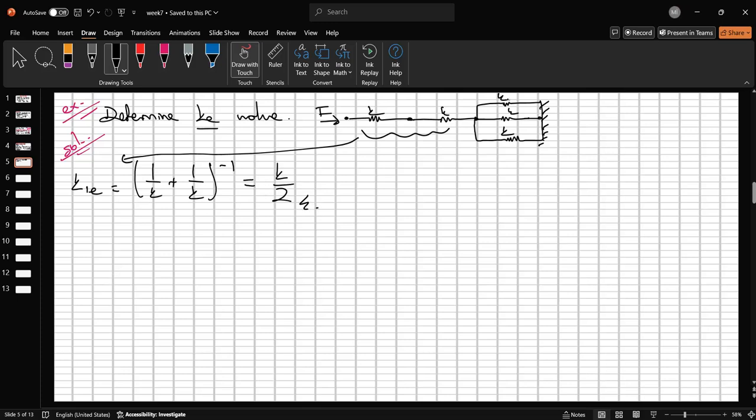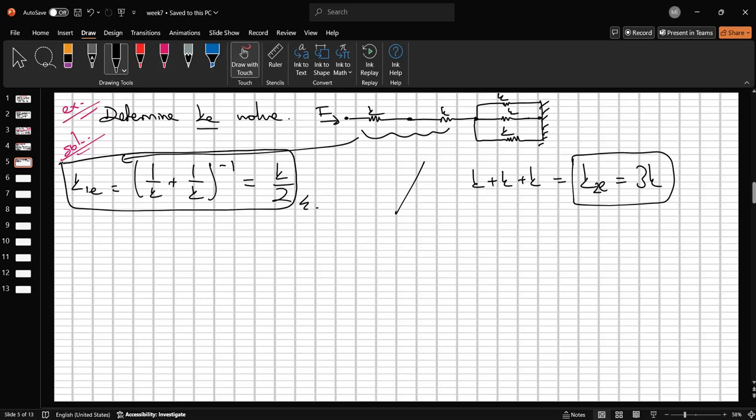And the other one is equal to what? Okay. And so k2e is equal to 3k, right? Because it's parallel. So this picture is k divided by 2 and 3k, and the wall.